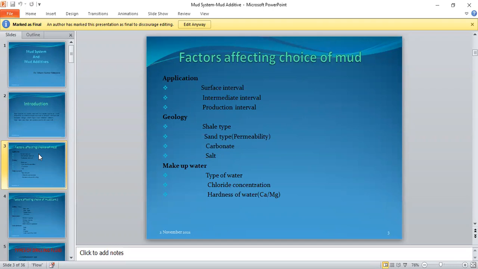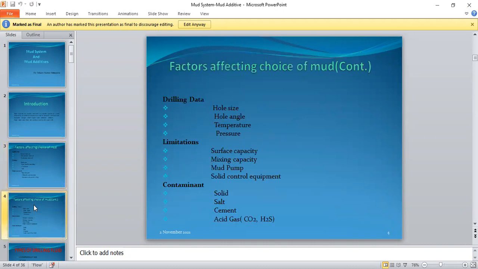What type of water do you have? Is it fresh water? Is it brackish water? Is it salt water? All those things you will consider before you start to choose mud. And when you're considering those, it's at the planning stage, when you're planning towards giving it to the operator. There are other factors too, drilling data. What is the hole size?